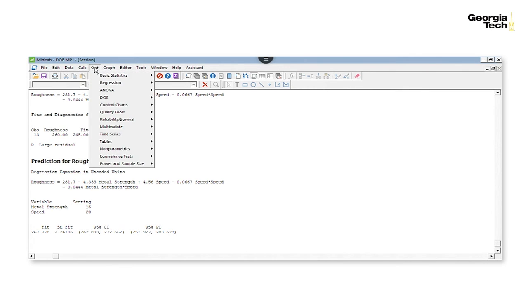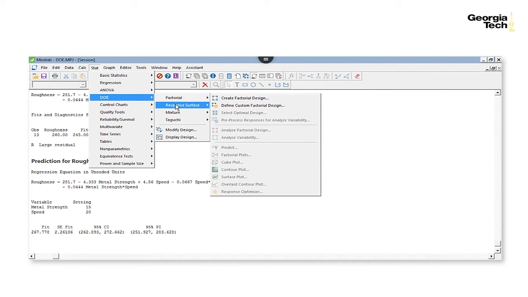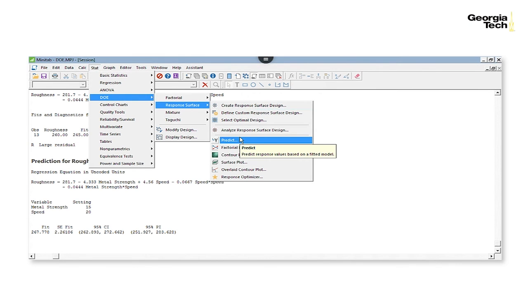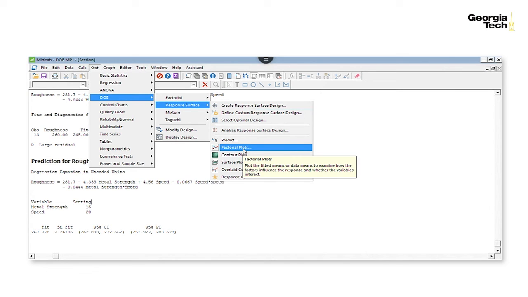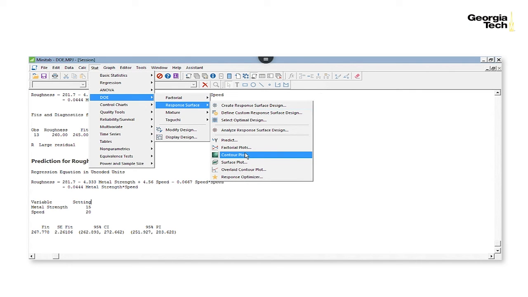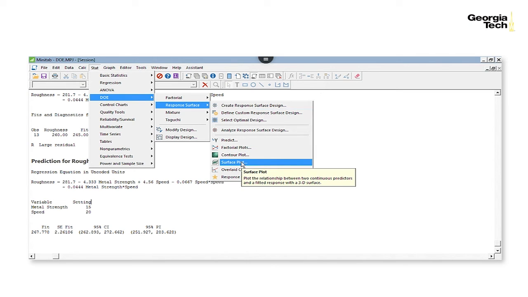Now, what would be the next step? We want to optimize it. So we can use Minitab again to optimize the response, or we can visualize the relationship between the response and the factors, for example, using a contour plot or surface plot. Let me start with the surface plot because it's easier to understand.